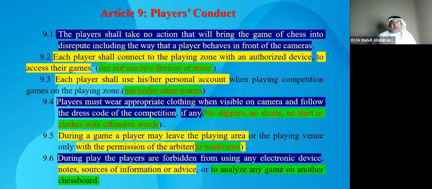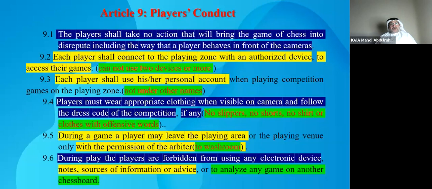And then each player shall connect to the playing zone with an authorized device to access their game. So two or more devices cannot be used. You are using only your laptop. If you start with a laptop, you have to end with a laptop.